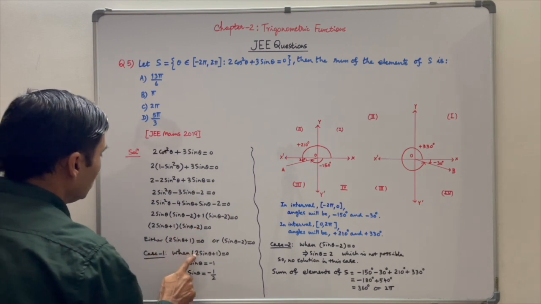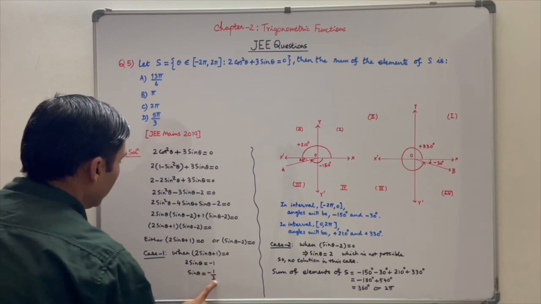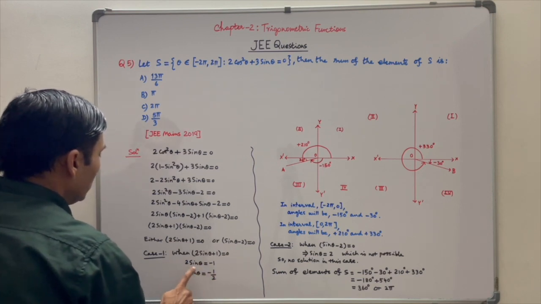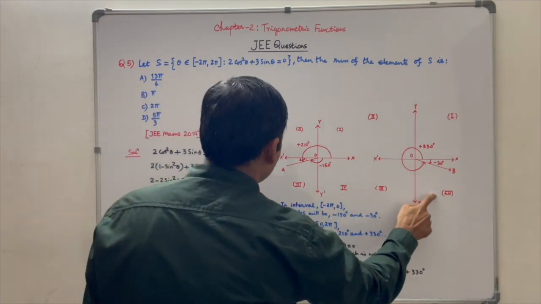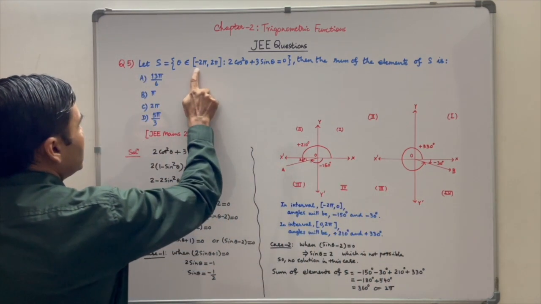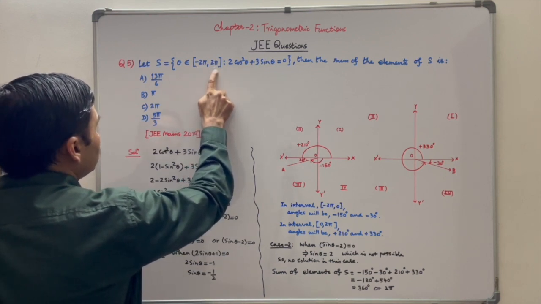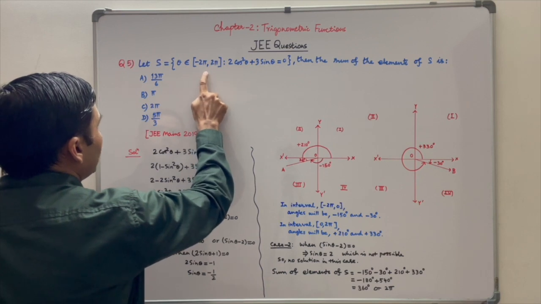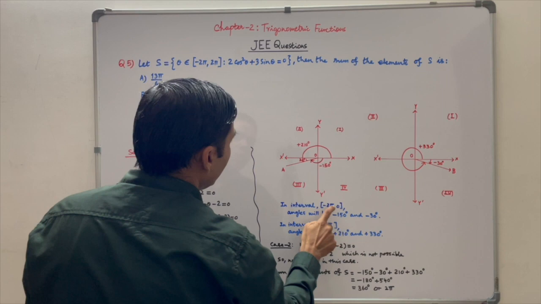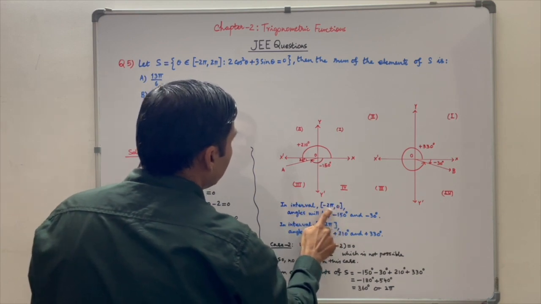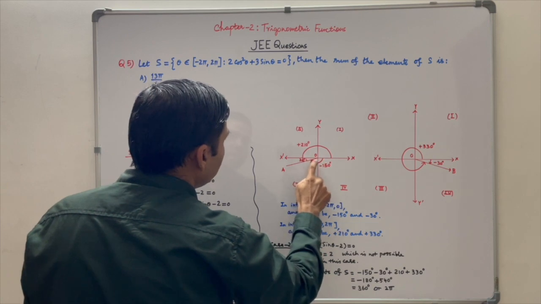Case 1, when 2 sin theta + 1 = 0, or sin theta = -1/2. We know that sin theta is negative in the third and fourth quadrants. We will split this interval -2 pi to 2 pi into two subintervals, -2 pi to 0 and 0 to 2 pi. In the interval -2 pi to 0, angles will be negative. Angles are negative when they are measured clockwise starting from 0.